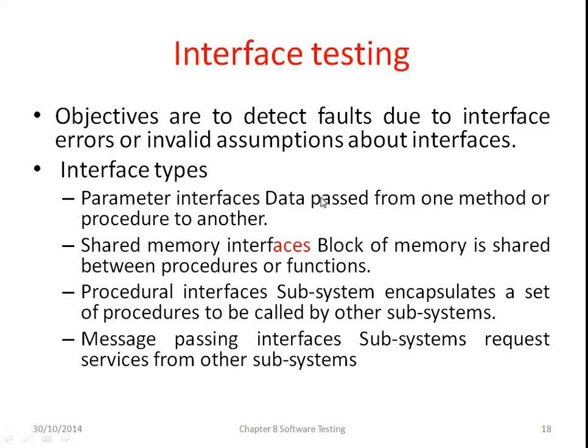In a parameter interface, data is passed from one method or procedure to another. In a shared memory interface, a block of memory is shared between procedures or functions. In a procedural interface, a subsystem encapsulates a set of procedures to be called by other subsystems. In a message passing interface, a subsystem requests service from another subsystem.